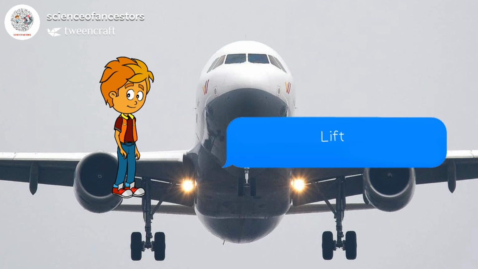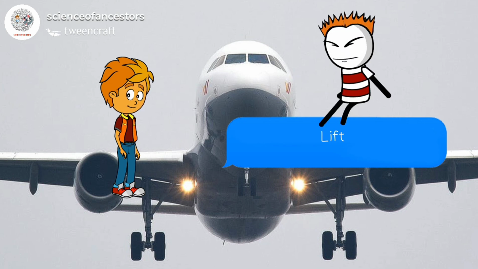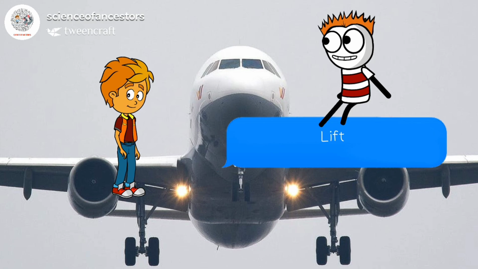This lift alone helps the aircraft to fly. If someone asks you, what is the principle behind aircraft lift generation? You can answer, it is because of Bernoulli's principle.